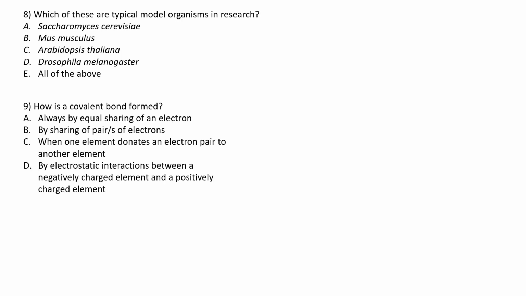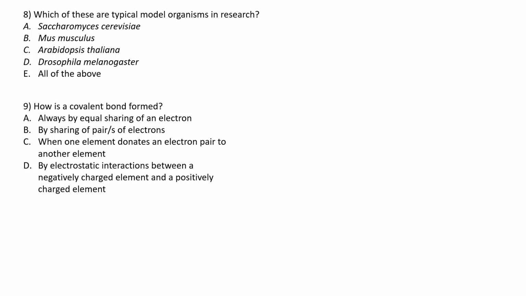So Mus musculus is the mouse. The rat is Rattus rattus. Saccharomyces cerevisiae is yeast. Arabidopsis thaliana is the very well known, completely sequenced plant that's used in a lot of plant related research. Drosophila is, of course, the fly. So the answer is all of the above. These are all very commonly known model organisms that are used in different types of research.